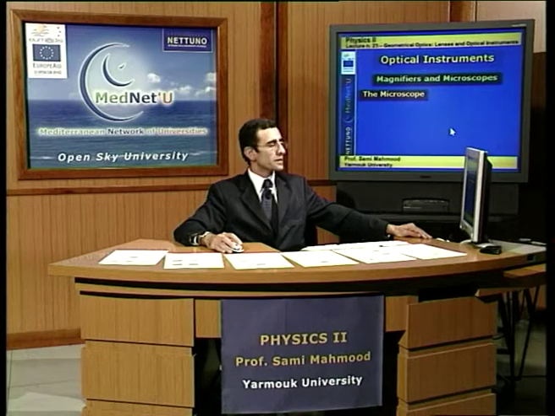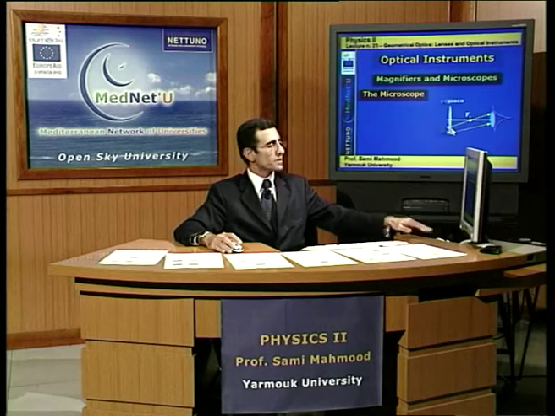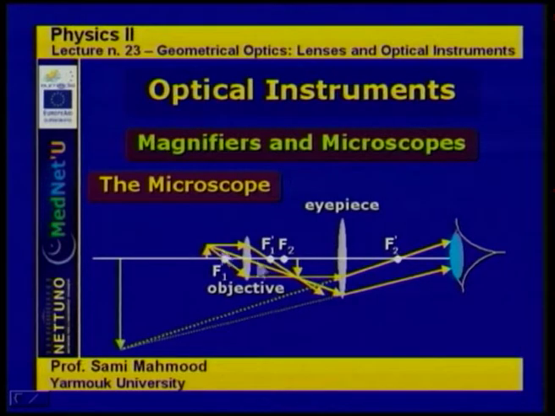And now we discuss the microscope, which works according to the same principle. In the case of the microscope, we have two sets of lens systems. The first lens forms an image of the object, and this image is viewed by the second lens as the object. This image looks like an object for the second lens, and it forms a final image that is viewed by the eye. This is the objective lens, and this is the ocular, or the eyepiece.